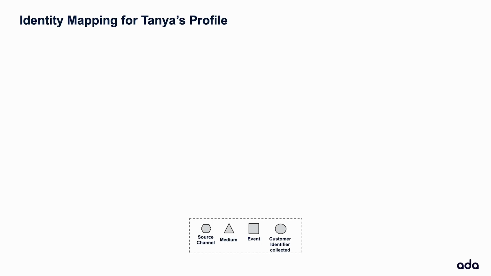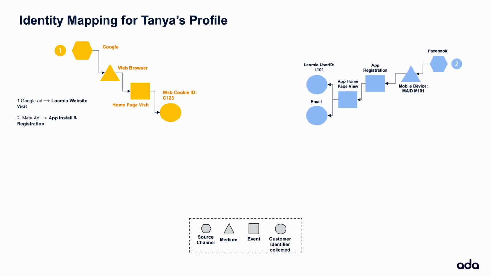Let's look at the challenge. Tanya's first journey begins through Google Ads. She comes via Google, lands on Lumeo's website, and we can see her cookie ID captured here. Since she did not log in, her email ID and phone number are not collected. In a second journey, she comes through Facebook, installs the app, and now we have her mobile ID, user ID, and email as well. However, these two journeys are still not connected, so we cannot confirm they belong to the same person.